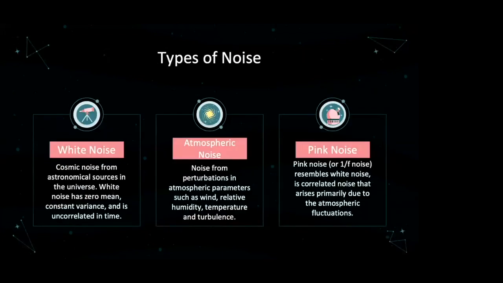So here are the types of noise, more specifically. We have white noise, which comes from astronomical sources. And we have atmospheric noise, which is basically our pink noise in this case, which has to do with perturbations in the atmosphere and changes in temperature. The water is also very important, especially when you're observing in millimeter wavelengths, or very small, long wavelengths.